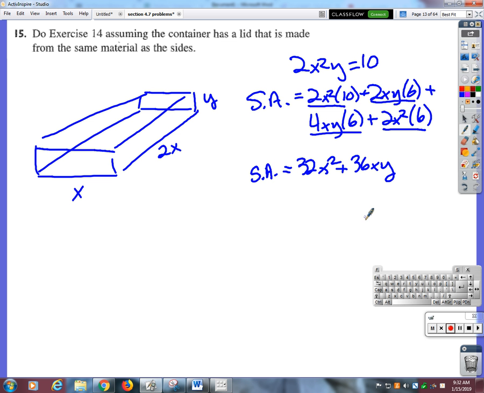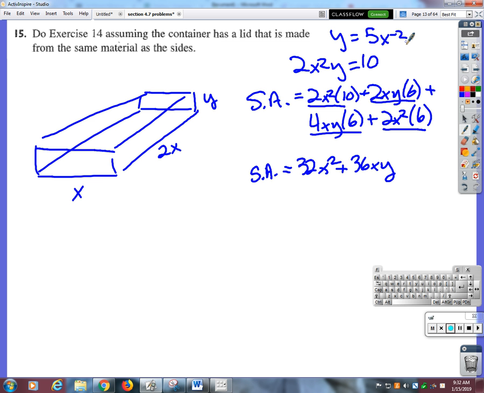So this is the surface area. That's the cost. I mean, I shouldn't say surface area. That's the cost of all the materials. That's what we're trying to minimize. But I got two variables, so I need to solve for one and replace. Well, because I can't take the derivative with two variables at the same time. So if I take this and solve it for y, it is going to be 5x to the negative 2.